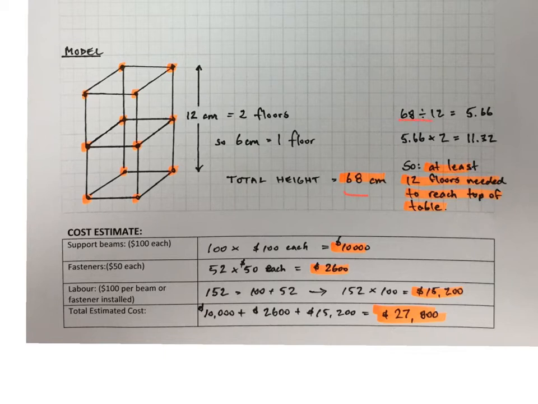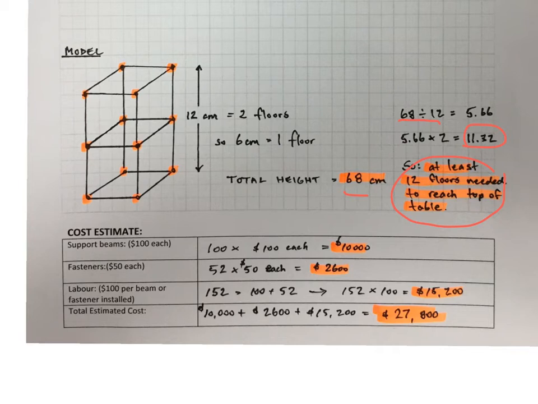I took my 68 and I divided it by 12. Now remember, 12 centimeters was 2 floors. I get 5.66, or I can just take my 5.66 and multiply it by 2 now. Another way to do this would be simply to divide 68 centimeters by the 12. And what we come up with here is we need 11.32 floors. Now you can't have 0.32 of a floor, so you're going to need at least 12 floors to reach the top of the table.